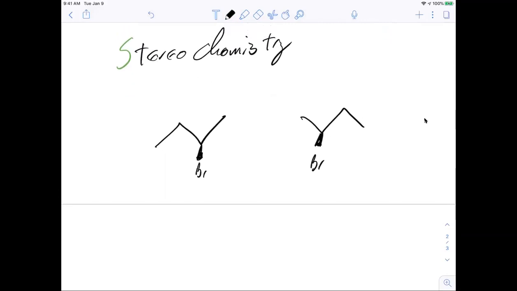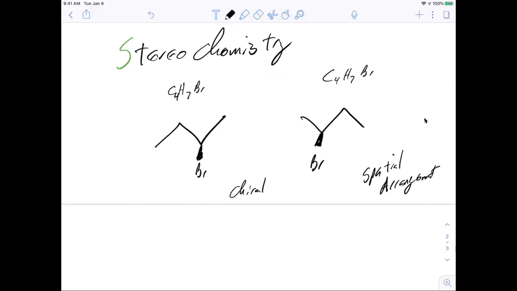So here we have 2 compounds that have the same molecular formula. They have the same connectivity. The same atoms are connected to the same atoms. They're not connected in the same spatial arrangement. These 2 molecules are chiral.